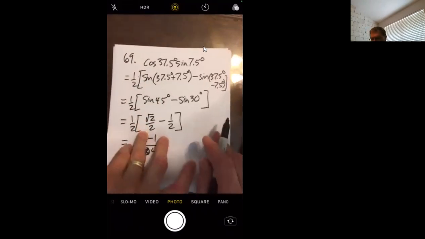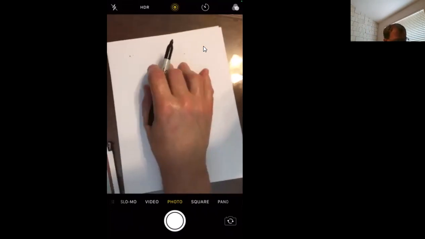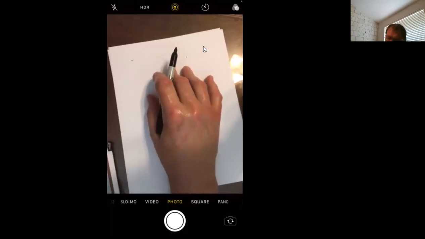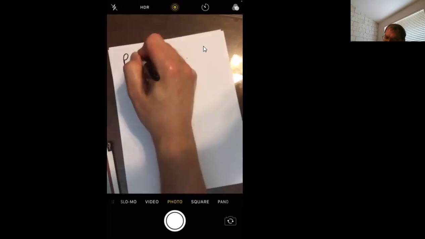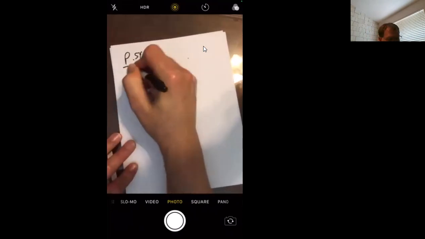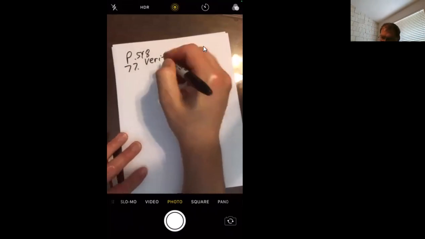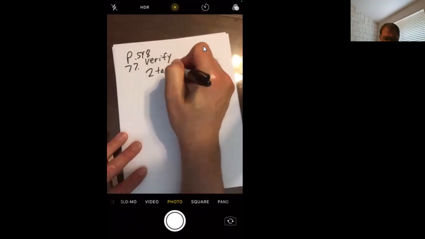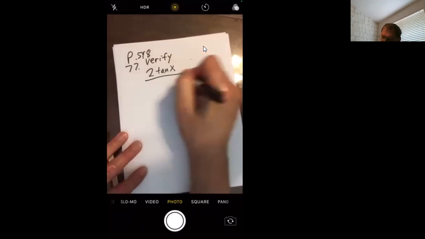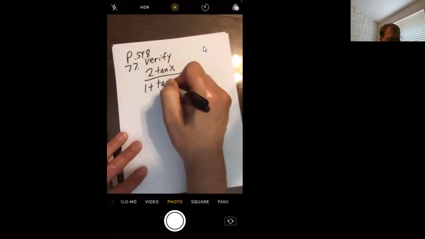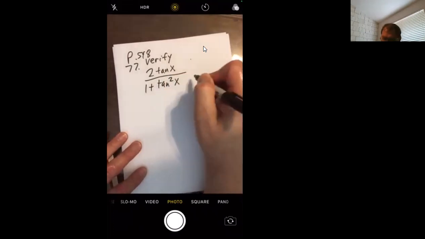Prove identities. I think I did 73 and 75, remember right? Pick out any new ones here. How about 77? Verify that twice tangent x over 1 plus tangent squared comes out to sine of 2x.